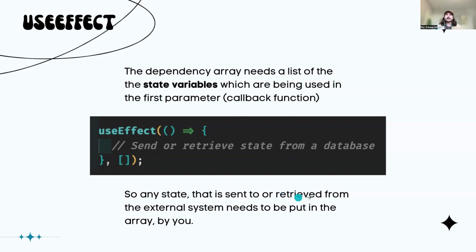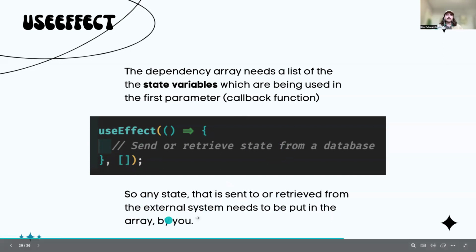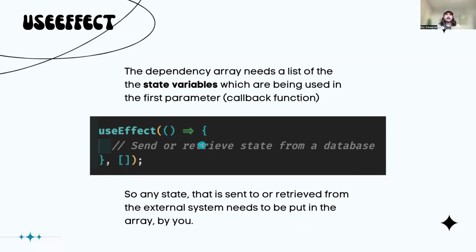So any state that is sent or retrieved from the external system needs to be put into the array by you. So you will actually put some variables in that array right there. And again, I keep on saying database or external system. useEffect, the most typical use for it is interacting with a server or database. There's other things you can do with it, but those are just the most common uses for it. I'm being specific because I think it helps in this case to just think about it as you're interacting with a database.